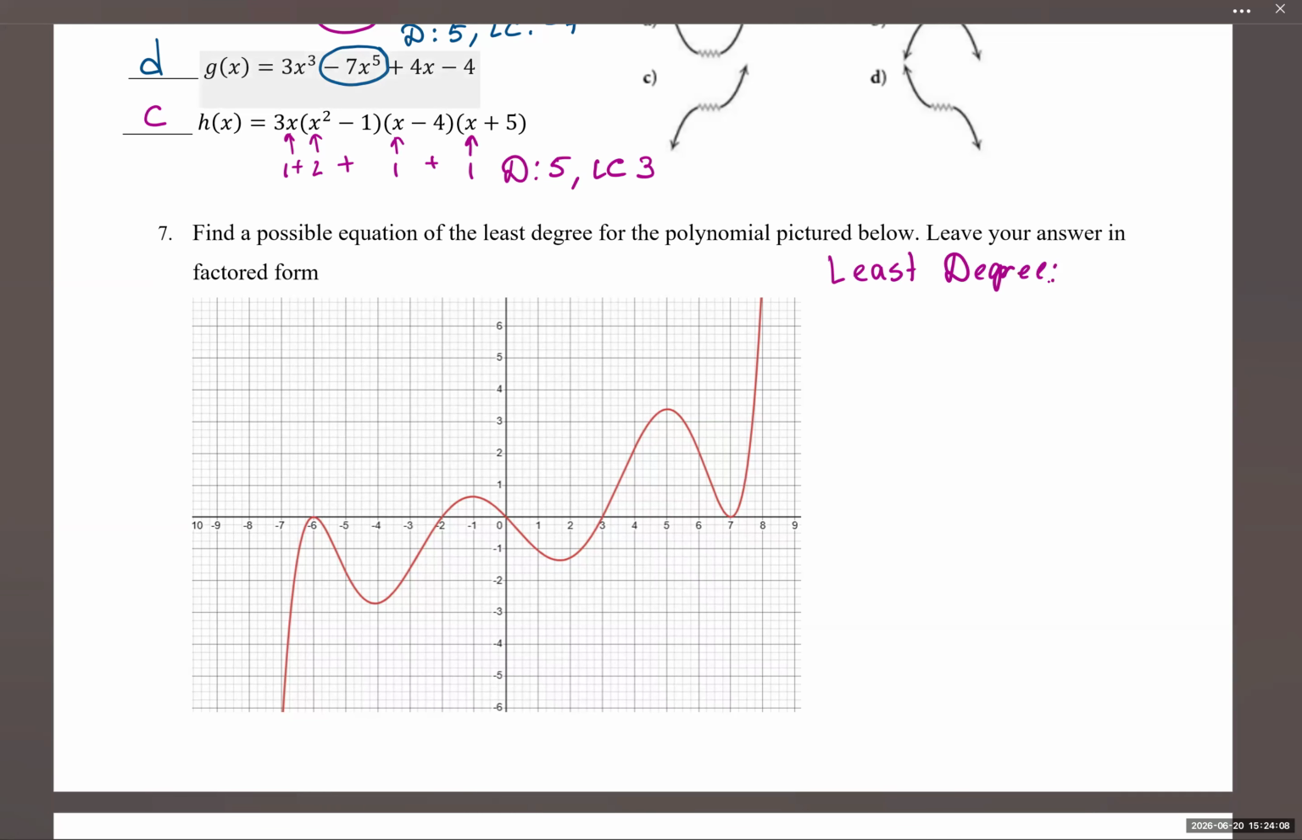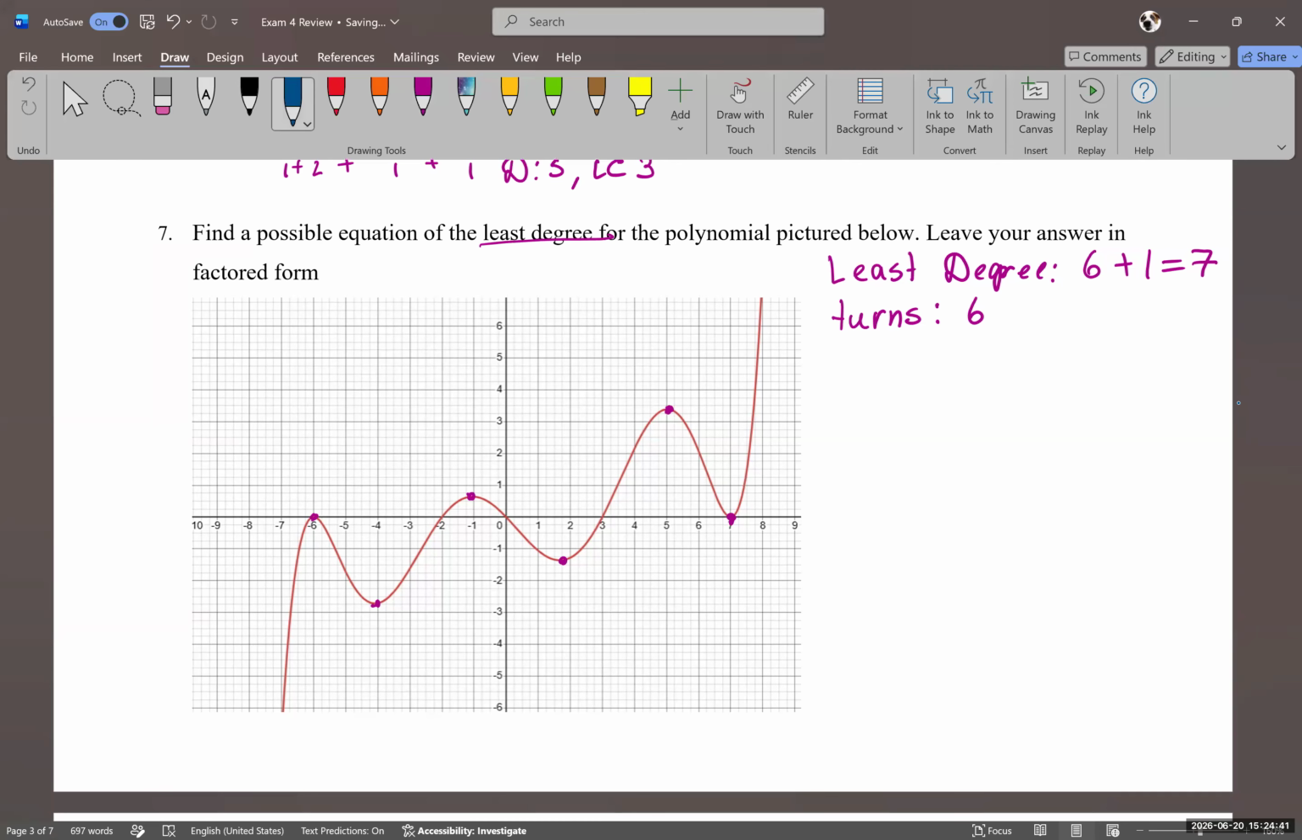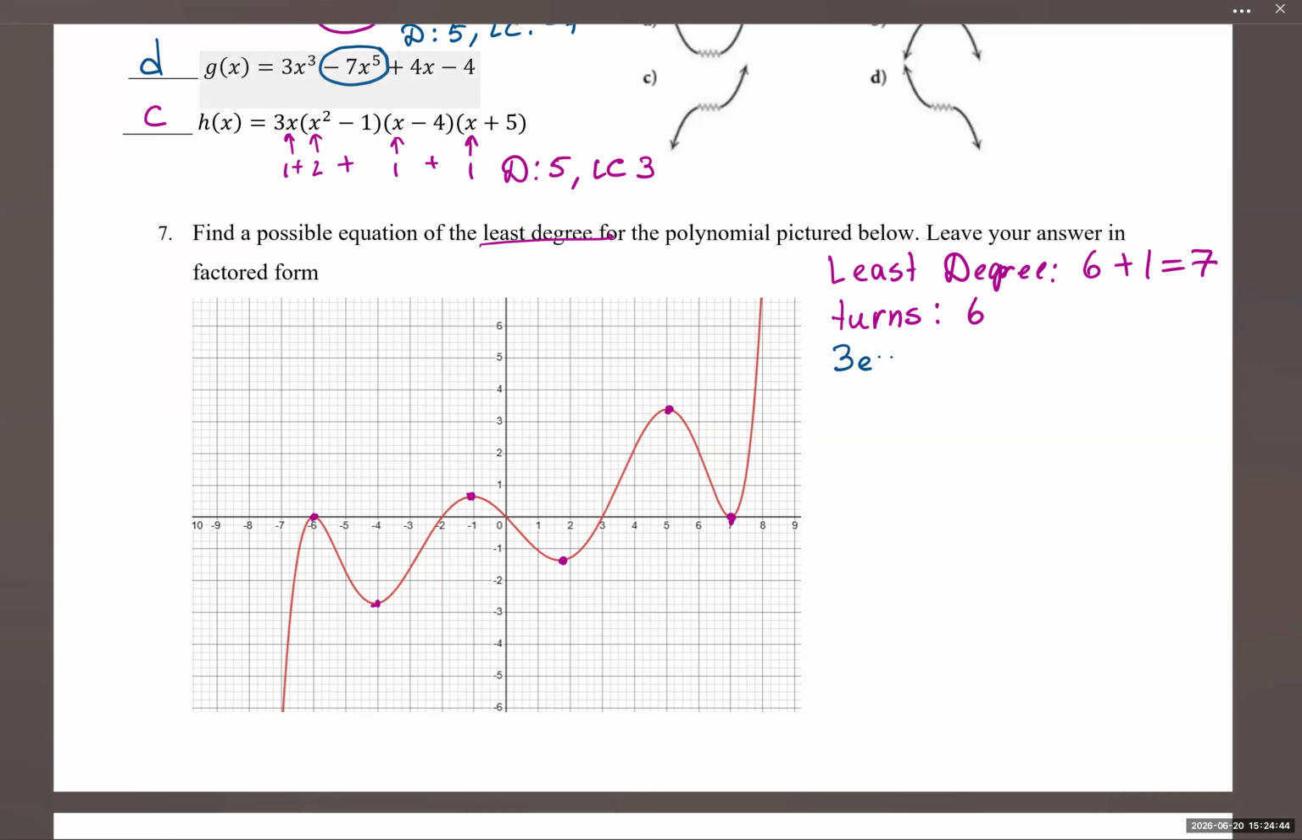The smallest degree of the polynomial depends on the number of turning points on the graph. So we have 1, 2, 3, 4, 5, 6 turns on this function. So turns, we have 6. The least degree will be 6 plus 1, or 7. So the smallest degree that you can have is 7, and that's what we're looking for here, the smallest degree of the function. Now, after you've determined that, then you have to think about zeros of that function.